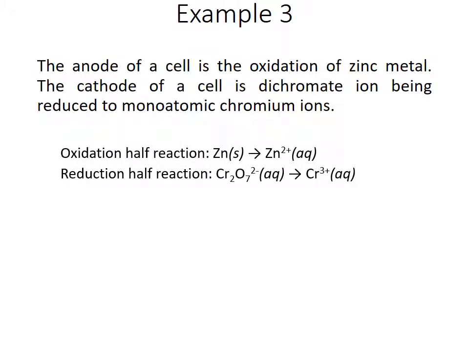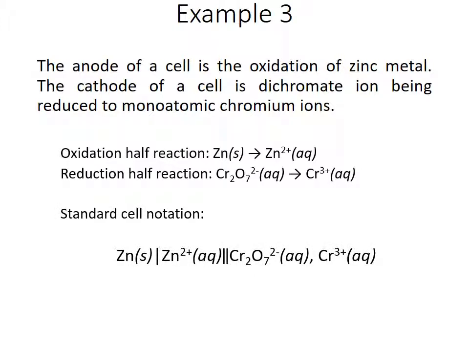Our oxidation is zinc solid becoming zinc 2 plus aqueous, and our reduction half reaction is dichromate, Cr2O7 2 minus aqueous, becoming chromium 3 plus aqueous. Now you'll note that the second one isn't balanced. That's okay. We don't care about balancing things in standard cell notation.